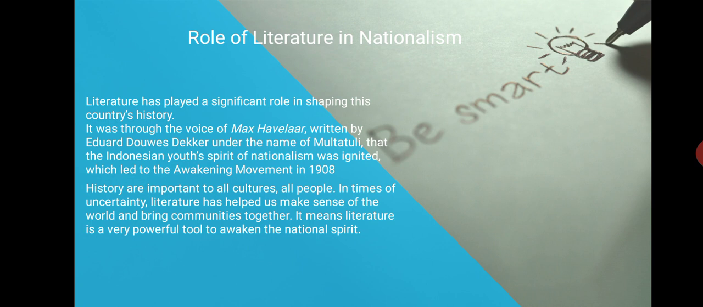History and literature are important to all cultures, all people. In times of uncertainty, literature has helped us make sense of the world and bring communities together. It means literature is a very powerful tool to awaken the national spirit.